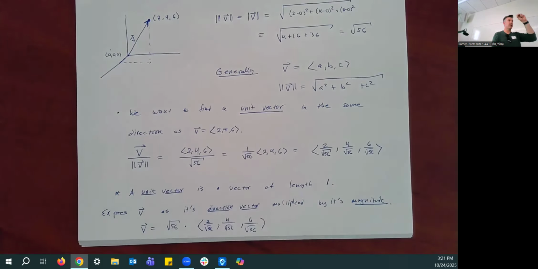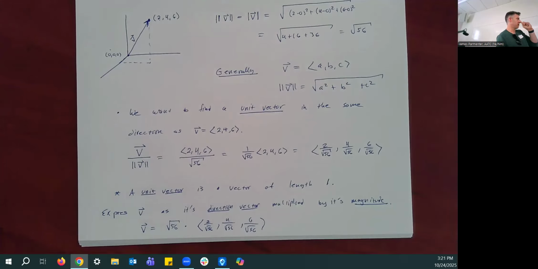But there is usefulness here, because later on we're going to not know stuff about the vector, and it's going to be really useful to say, oh yeah, remember we said you can always express a vector as its direction vector, which is a unit vector, times its magnitude. So even though it seems kind of silly at this moment, why would you write it like that? There is use for this later on.